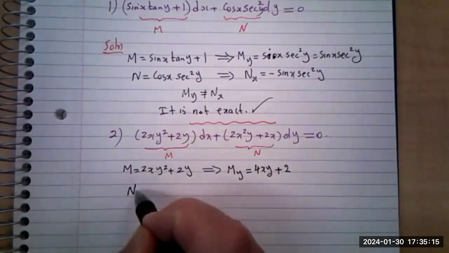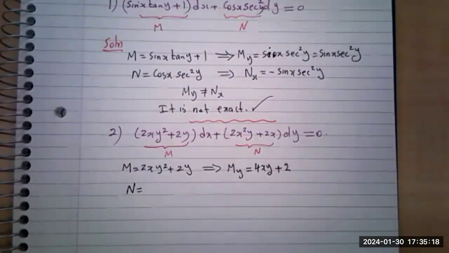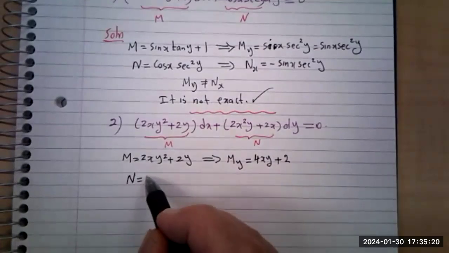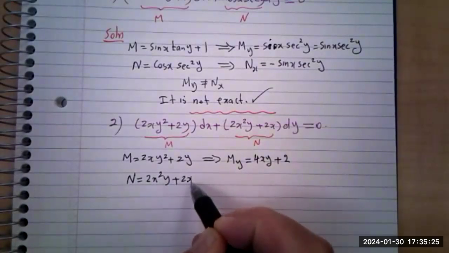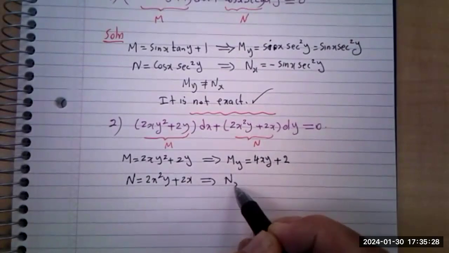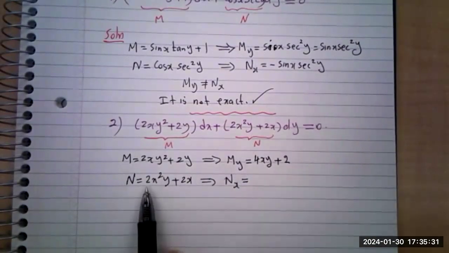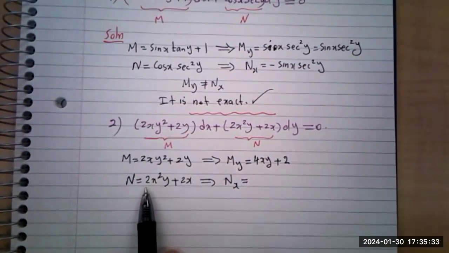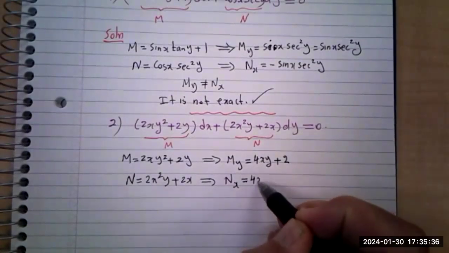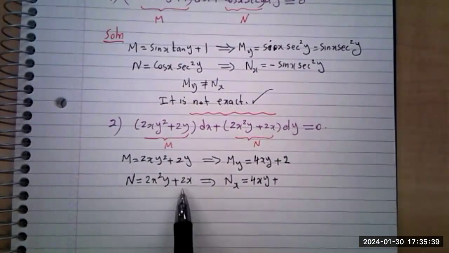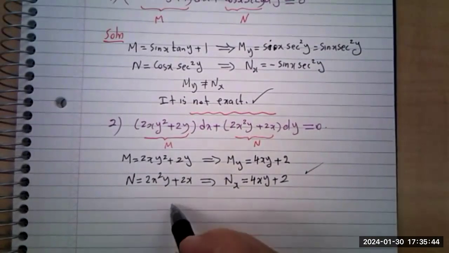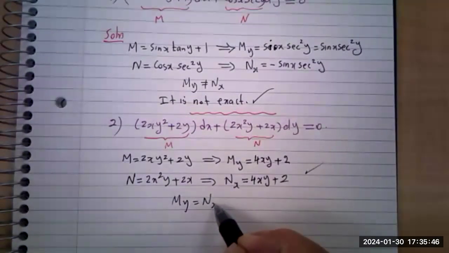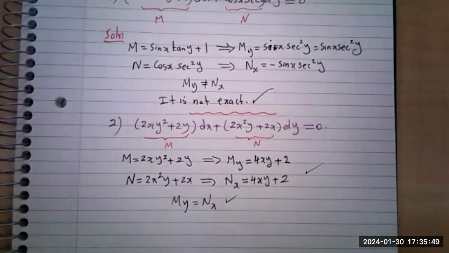Take N. Our N is 2x squared y plus 2x, and I repeat all of them, you can do it right away. So now we differentiate with respect to x. Differentiating 2x squared y with respect to x will be 4xy, plus the derivative of 2x with respect to x would be 2. So they are equal to each other. So M sub y equals N sub x, and the equation is exact.